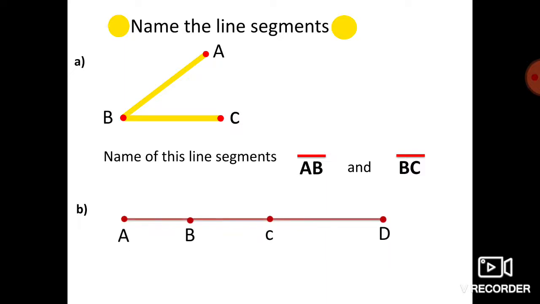Next question. Here is a big line segment. 4 points are marked here. So many line segments are here.